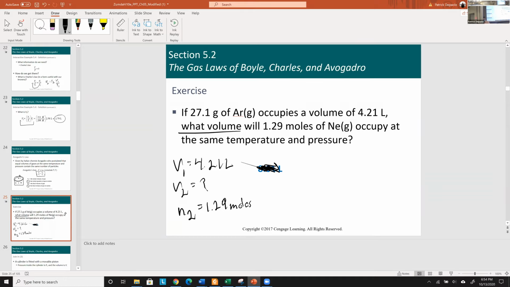So you're using two different gases, so you have to figure out the moles of the first one. Now, you're using two different gases, but they're all ideal gases, meaning they all act ideally. They're all acting the same, especially when you're dealing with noble gases. You can compare their molar volumes to one another, which we're going to do later. We're going to see that a lot of the gases act the same in ideal behavior. Okay, so what is the molar mass of argon?